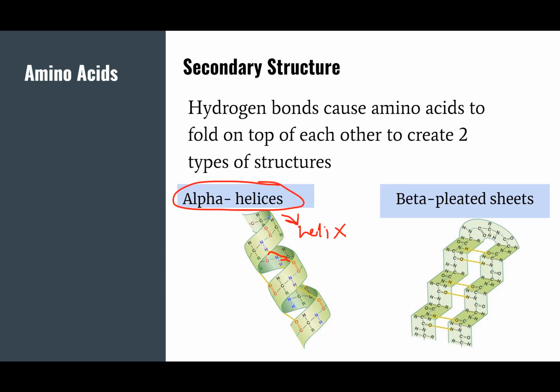You can also get what are called beta pleated sheets, where you still get hydrogen bonding that's occurring, but because of the location where the amino acid is found, you're going to get a different structure.